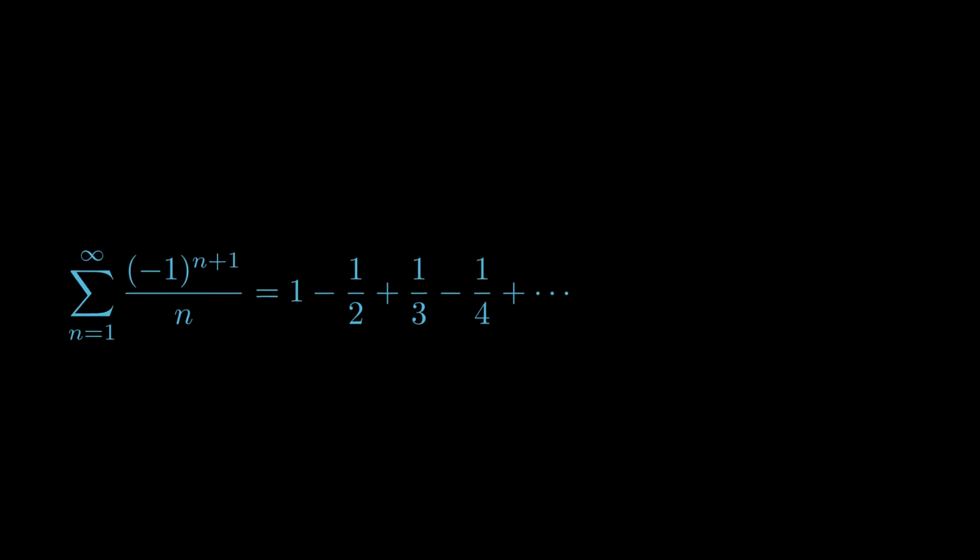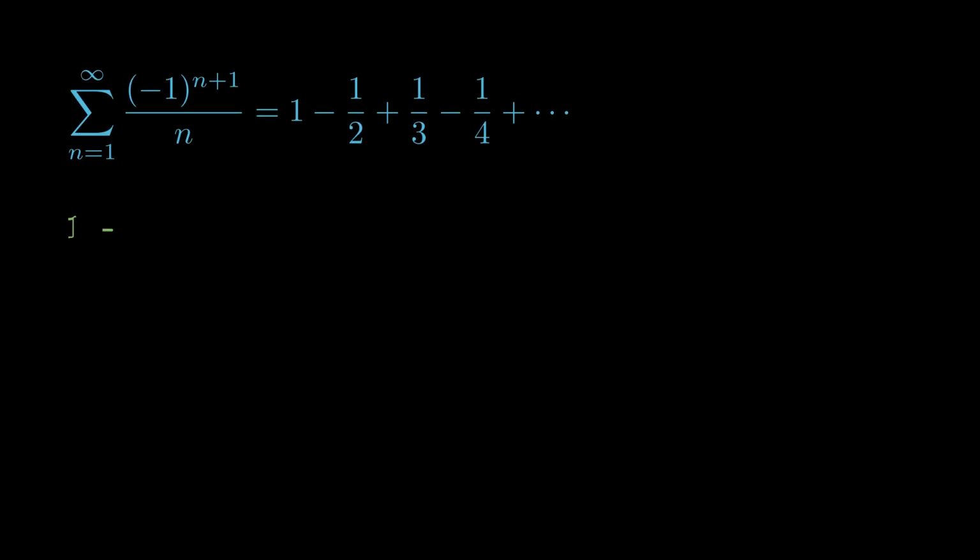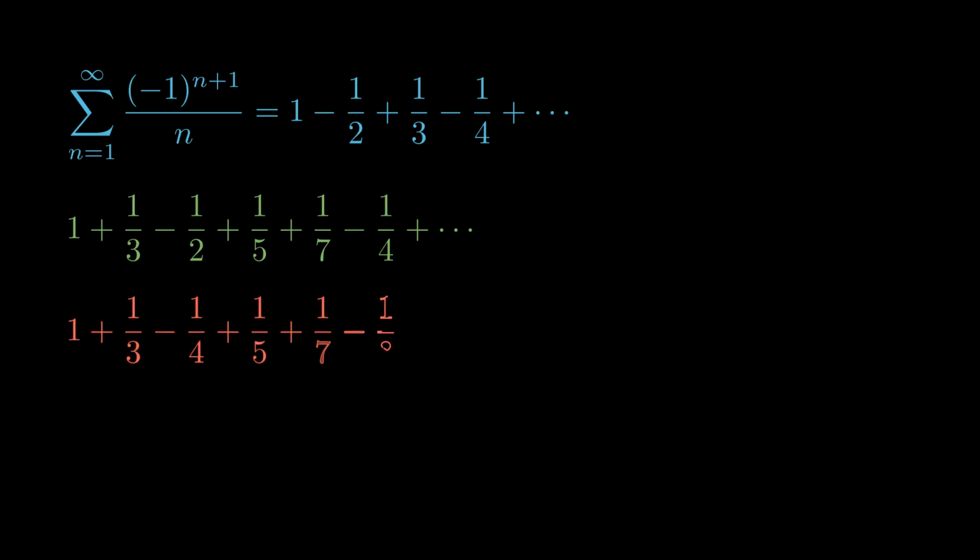the alternating harmonic series might be rearranged to 1 plus a third minus a half, plus a fifth plus a seventh minus a fourth, etc. But it couldn't be rearranged to 1 plus a third minus a fourth, plus a fifth plus a seventh minus an eighth, because this series doesn't have all the terms from the original. It also couldn't be rearranged to something like -1 plus a half, minus a third plus a fourth, minus a fifth, etc. Because this is just a different series. This has different terms. I've changed the signs of the terms.